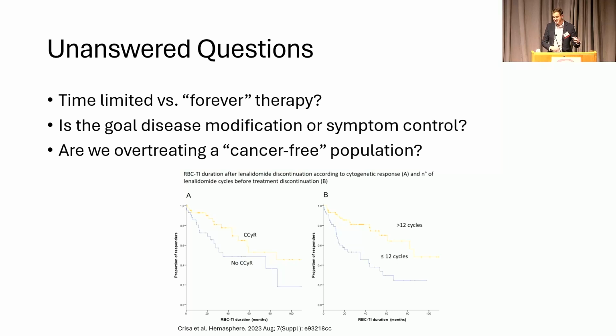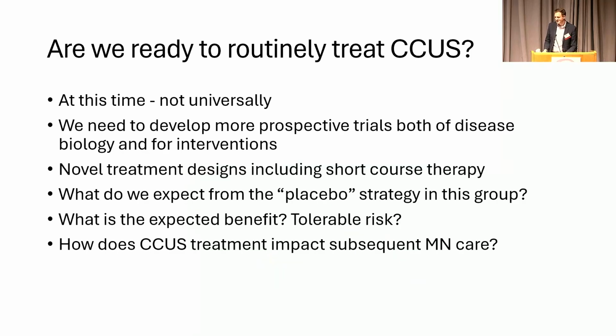Is our goal going to be disease modification, which is a pretty high bar? That's what we do for high-risk MDS. Or are we just looking at symptom control trials for CCUS, because that's what we do in low-risk MDS kind of as we do? And how many patients do we have to treat before we feel like we're over-treating, quote-unquote, a cancer-free population? So are we ready to routinely treat CCUS? At this time, not universally, is my argument.